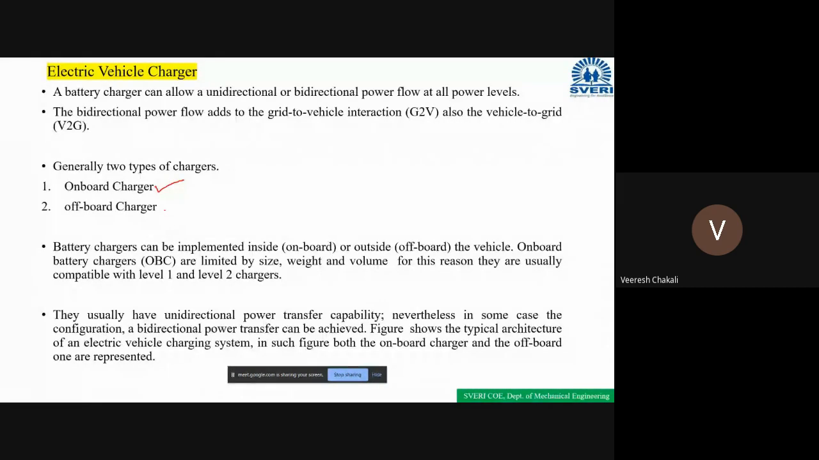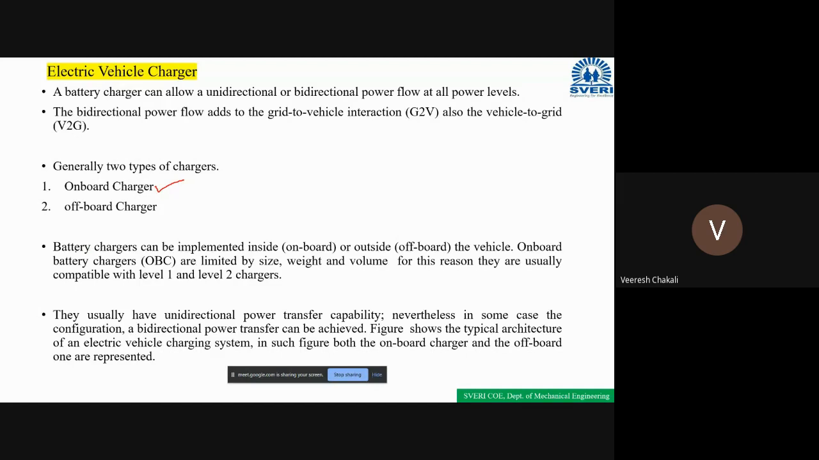In the case of onboard chargers, the charger is permanently placed inside the vehicle. We only connect the cable. Clear? So that is onboard chargers as well as off-board chargers. Battery chargers placed inside the vehicle are called onboard. And those used outside of the vehicle are called off-board chargers.